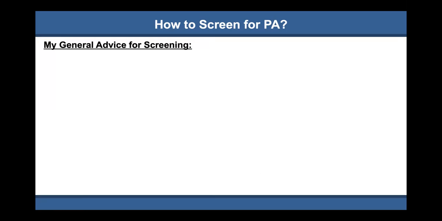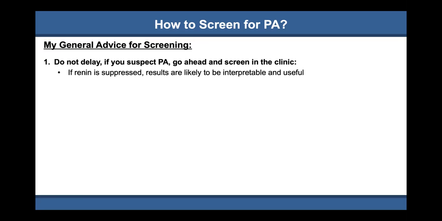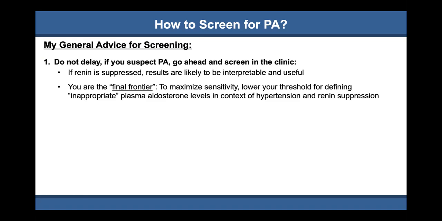So my general advice for screening, don't delay, don't hesitate. If you even suspect primary aldosteronism, go ahead, measure a renin and aldosterone right then and there in the clinic. If the renin is suppressed, you can interpret the results and make useful decisions. I often say you should consider yourself to be the final frontier. If you don't make this diagnosis, it might never be made, and this patient may never get a diagnosis, which is a shame.